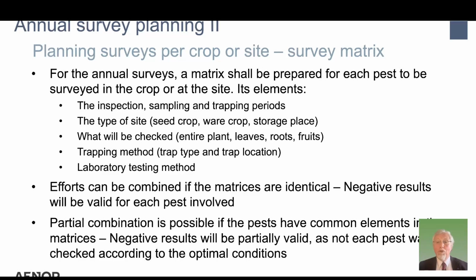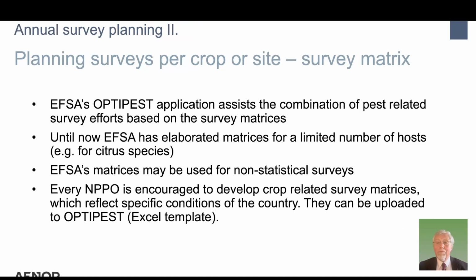The survey efforts of pests can be combined if they have identical matrices. In this case, the negative results will be valid for each pest involved. Partial combination of the results is possible if the pests have common elements in the matrices. However, negative results will be partially valid.